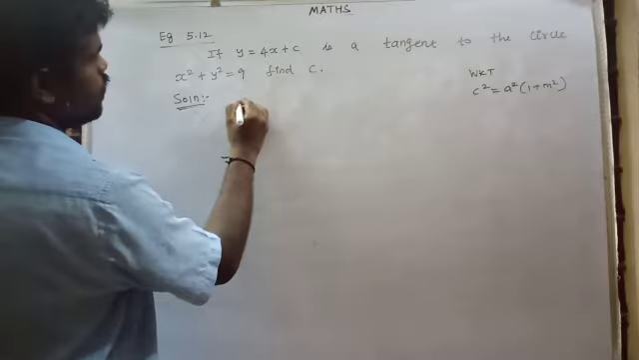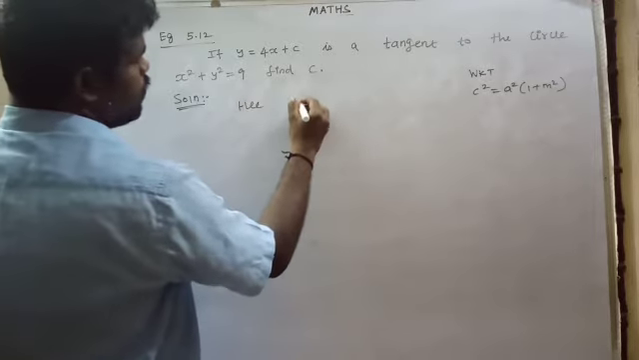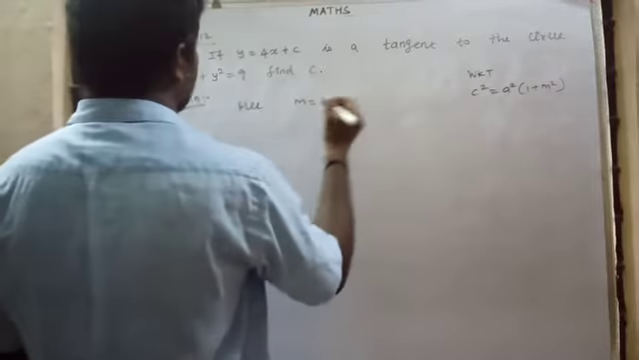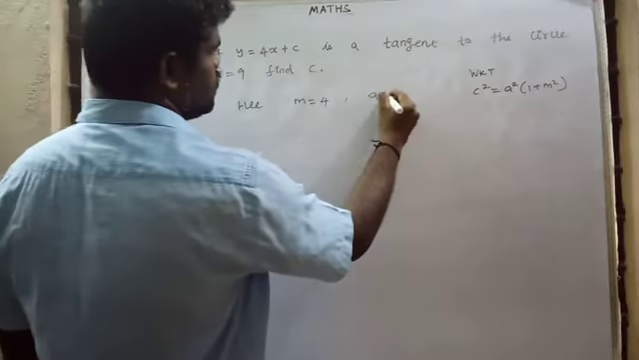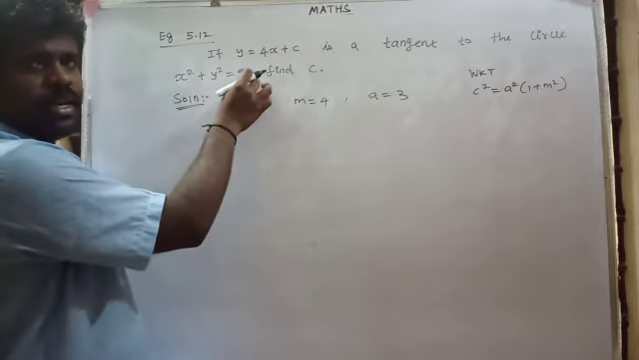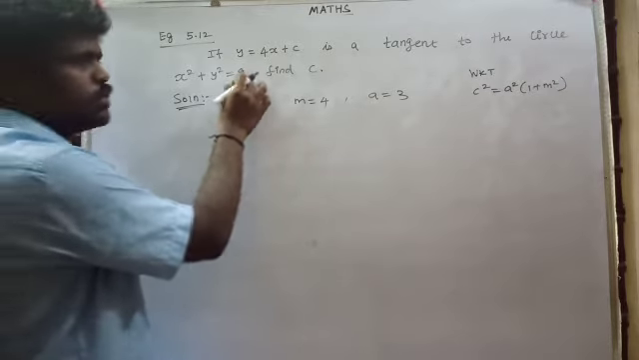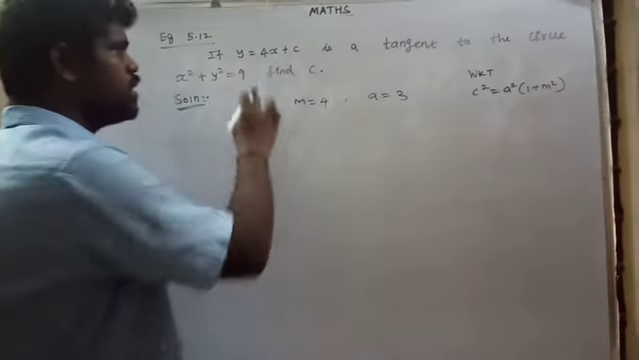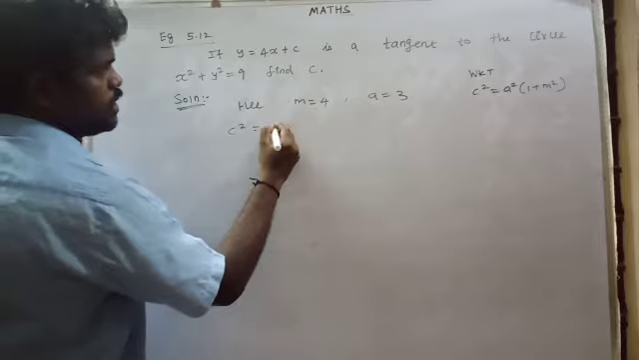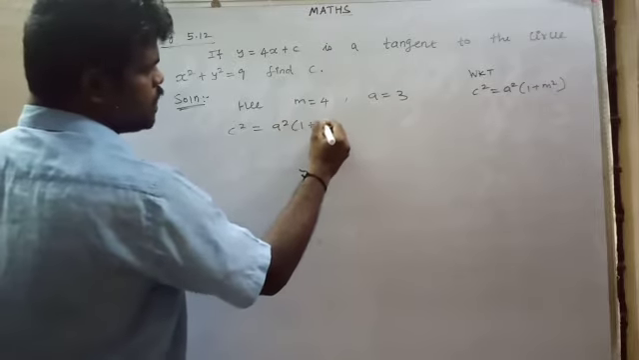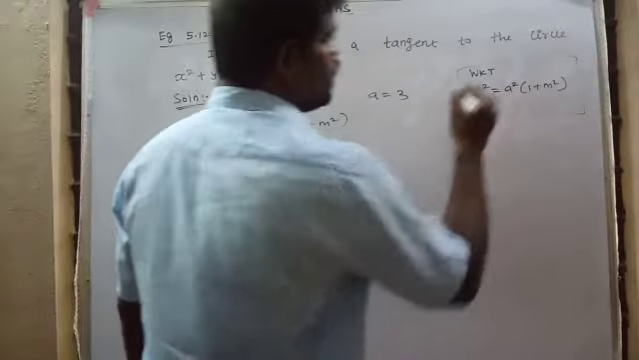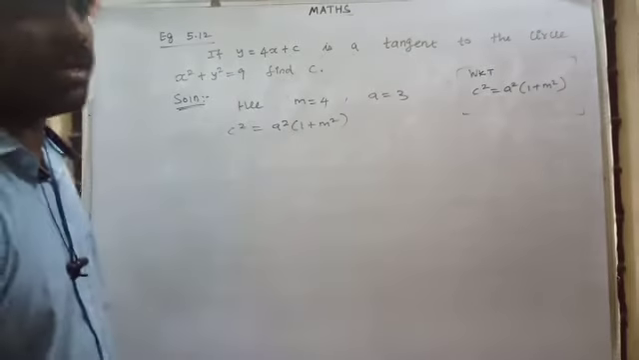Here, m equals 4 because y equals mx plus c, and a equals 3 because x squared plus y squared equals a squared. Here the radius is considered as a, so a equals 3 because a squared is 9. We have to find the c value. c squared equals a squared into (1 plus m squared). This is the important condition for a tangent line to the circle.